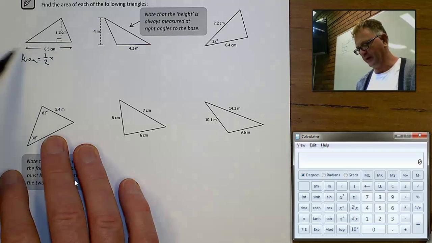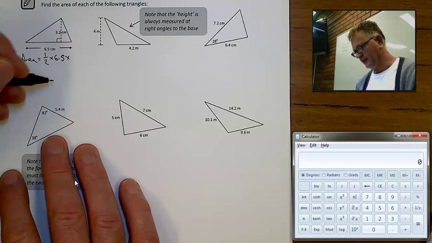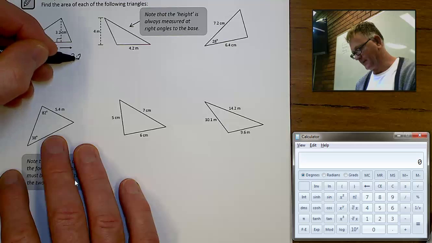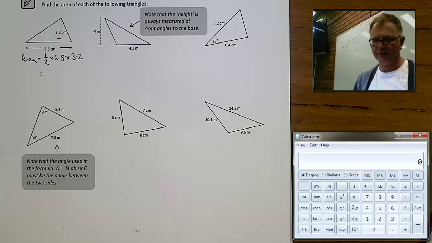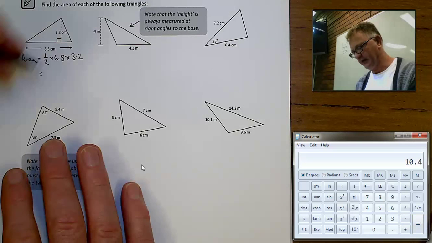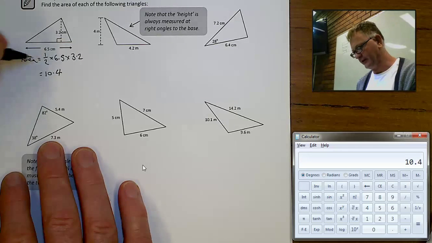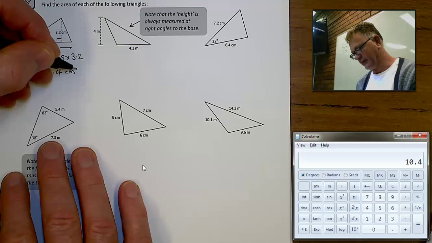In this question here the base is 6.5, so it's a half times 6.5 times the height of 3.2. On your calculator, a half you would probably know is 0.5, so it's easy to enter, times 6.5 times 3.2. That gives 10.4. Remember, when we're dealing with areas, the answer is always in square units. Here the unit was centimetres, so it's 10.4 centimetres squared.